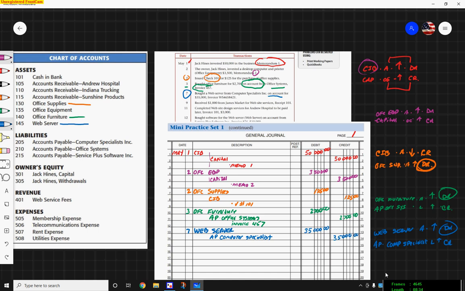All right. So that gives us 5 transactions completed. It brings us up to the 9th. We will pick up our next video on the 9th. Now let's not forget the source document. I tend to do that at times. It's going to be an invoice number. This is the invoice that Computer Specialist sent us. WS 465421.